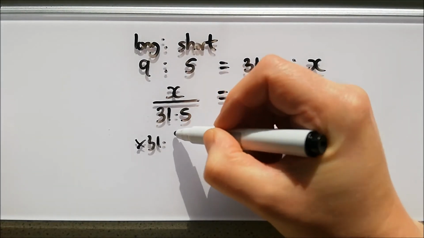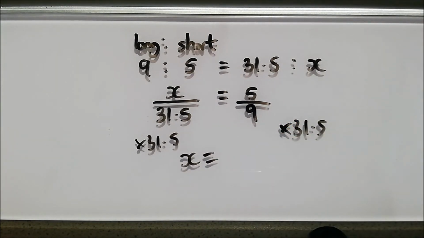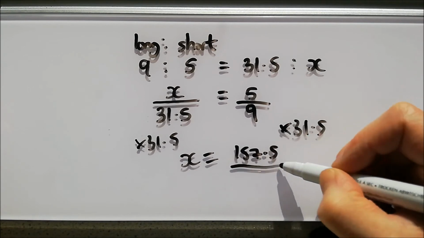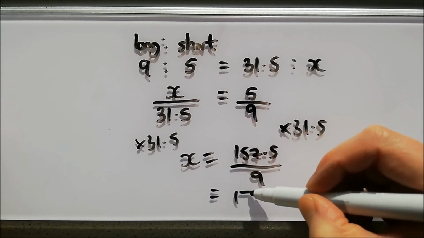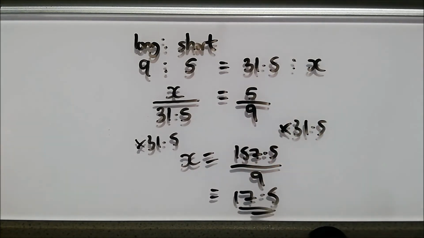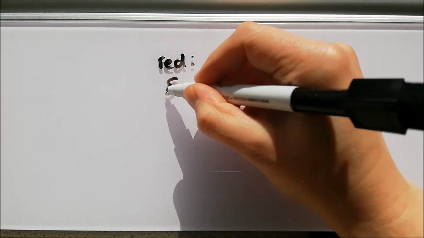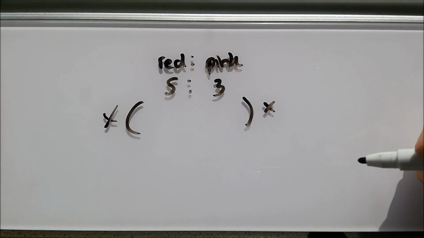And then again, like before, we'd be timesing out by 31.5 to give x equals 31.5 times 5, 157.5 over 9, which gives us the same 17.5 as before. All right. Most of the time when you're scaling up a ratio, you will use that method because most of the time it's the quickest and easiest way.